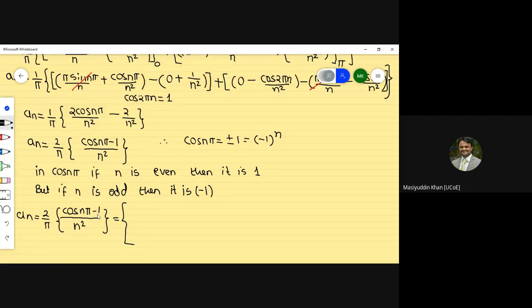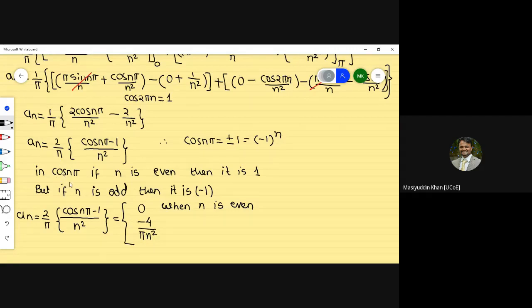As soon as we put plus 1 here, you will get 0, because putting cos n pi, as soon as n is even, cos n pi is plus 1. So 1 minus 1 will become 0, when n is even. And when we put minus 1 here, it becomes minus 2. So you will get a_n is equal to minus 4 upon pi n square.